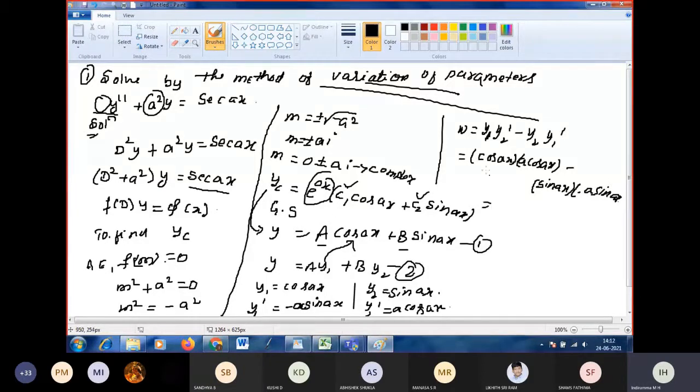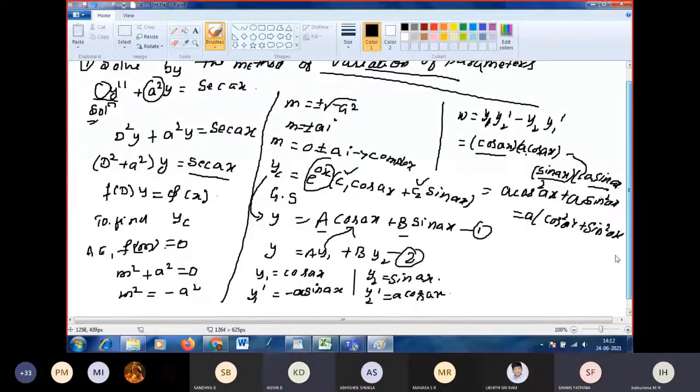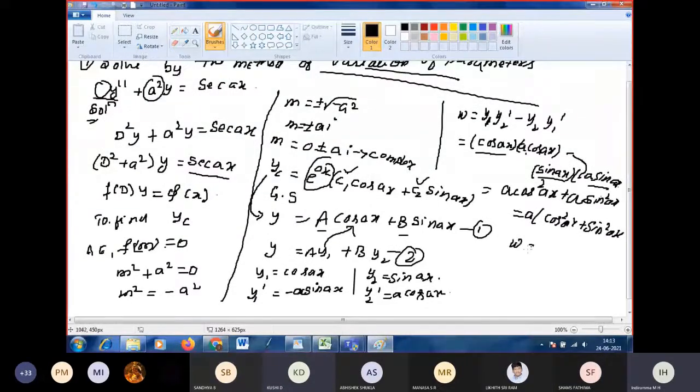Now, keep a outside. Cos ax into cos ax is cos square ax. Here we have minus into minus, plus. Keep a outside, sin ax into sin ax, sin square ax. Take a common. What are we left with? Cos square ax plus sin square ax. What is cos square ax plus sin square ax? 1. Therefore, what is W? a. We got W as a.